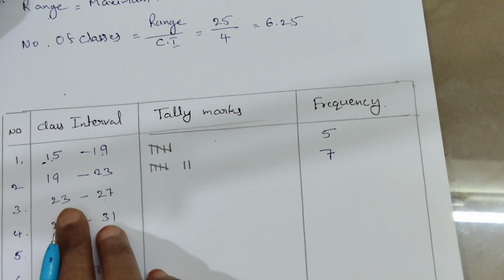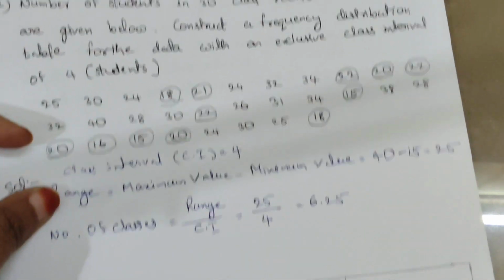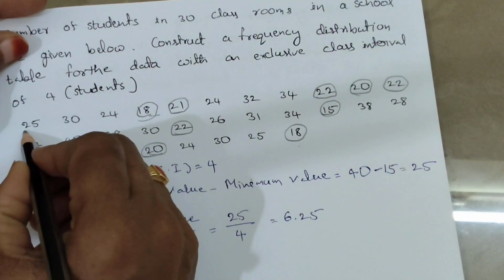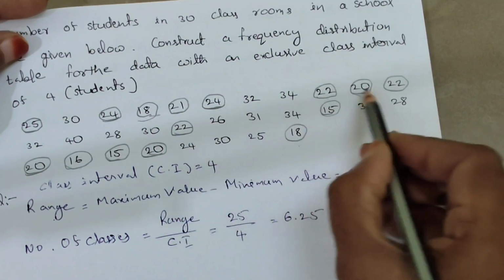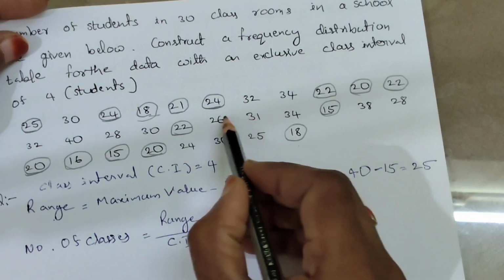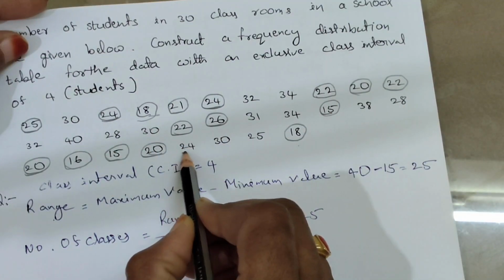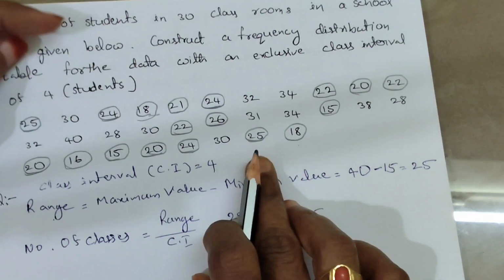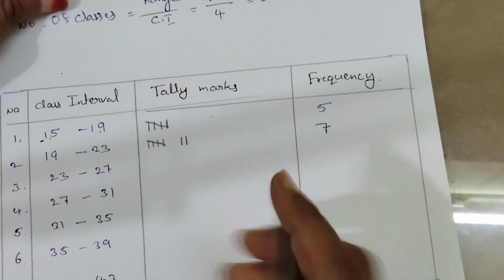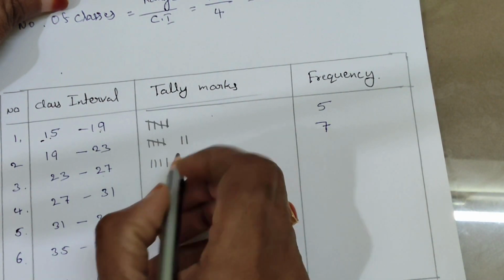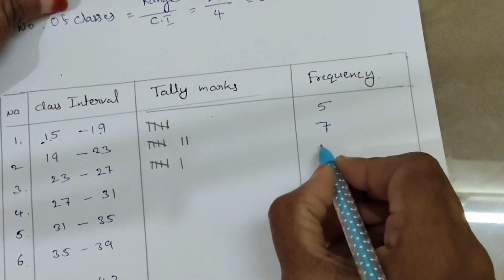Now the third class, 23 to 27. We calculate the numbers here: 1, 2, 3, 4, 5, 6. Here a total of 6 numbers are there in the given data. So we write 6 tally marks: 1, 2, 3, 4, 5, one bunch, and the next one. Total 6, so we write the frequency as 6.